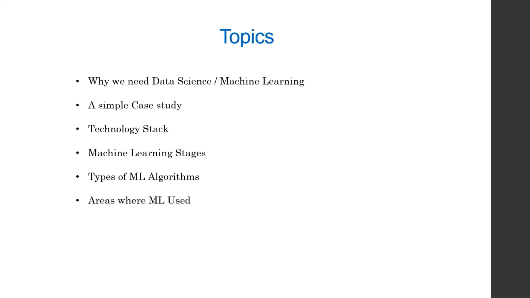And we will also see the technology stack. So, what is the environment where we can build machine learning, and also the various stages in machine learning? For example, it consists of starting from data extraction, data pre-processing, etc. We will see what the core stages of machine learning are, followed by a high-level overview of what the types of ML algorithms are and where they are being used currently.